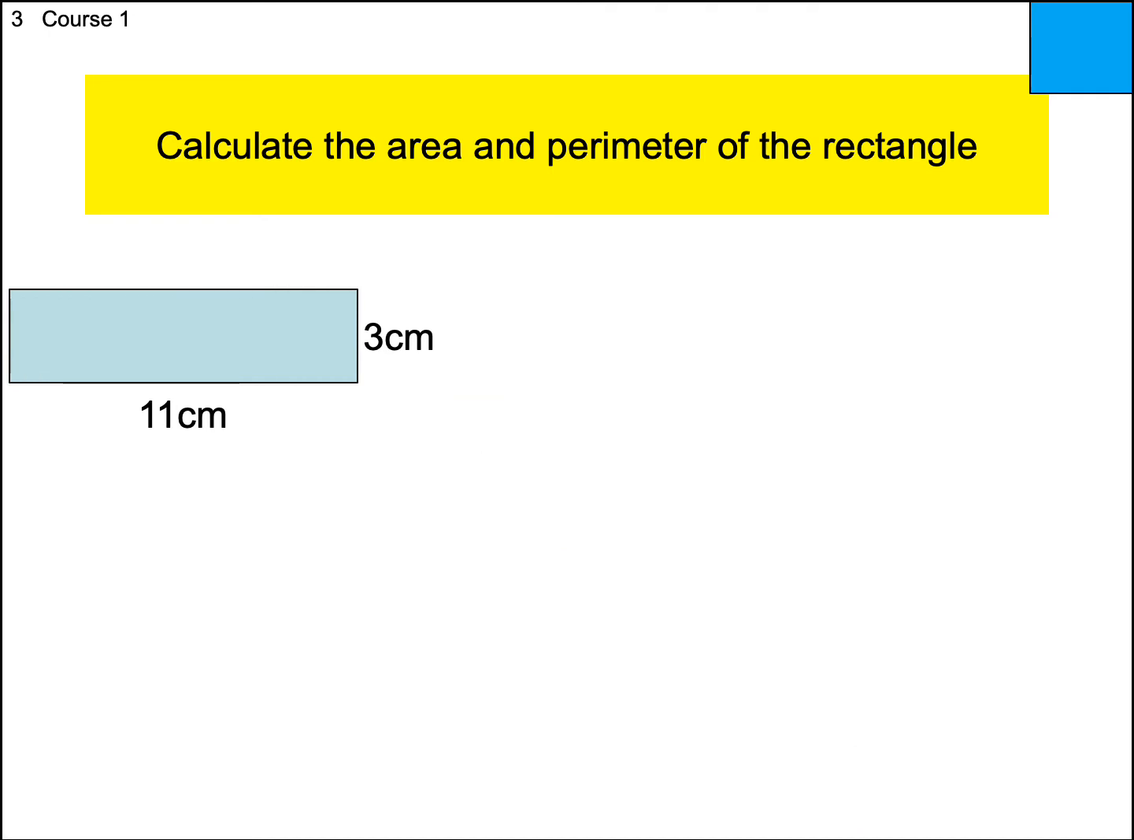On your paper, draw this rectangle for me. Okay, let's calculate the area and the perimeter. If we talk too fast, feel free to pause, rewind, catch back up, and then continue. So the formula for area of a rectangle is length times width. The length is 11. The width is 3.